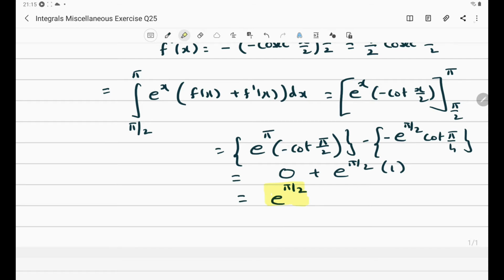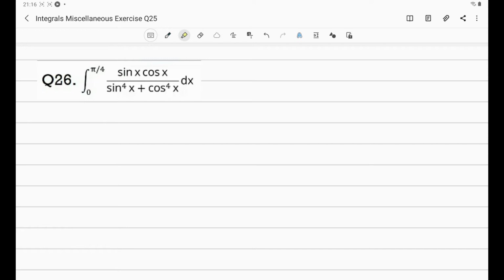Hi, in this session we will discuss the definite integral problems from the miscellaneous exercise from the chapter integrals, question number 26. Integral from 0 to pi by 4 of sin x cos x by (sin to the power of 4x plus cos to the power of 4x).